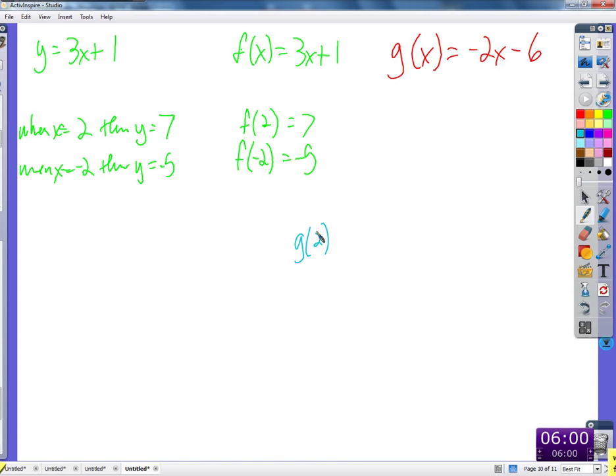What am I going to do with this 2? Plug it in. Where? The x. Where? On the g. You put it right there. So what do you get? Negative 10. Negative 10. What's f of 1? What's f of 1?